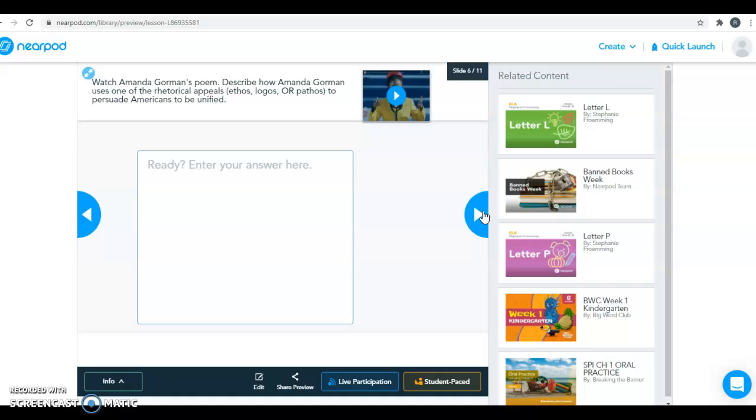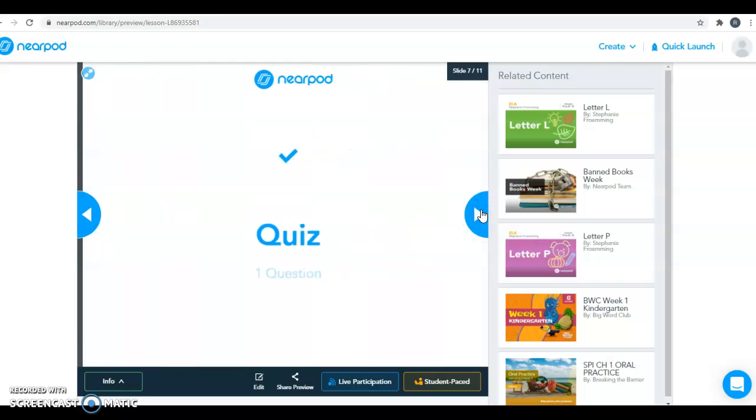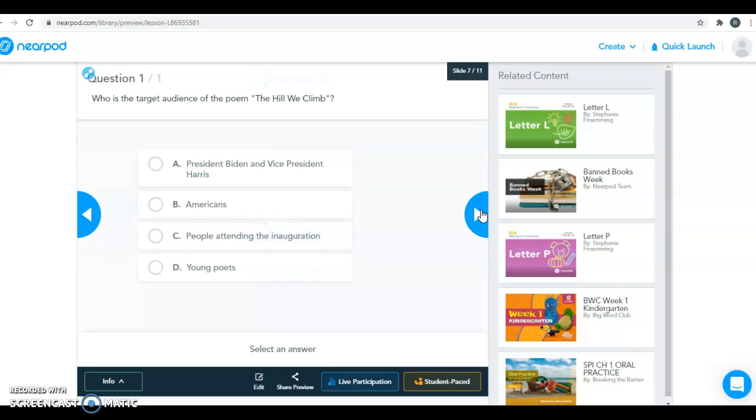Finally, you're going to watch Amanda Gorman read a poem at Joe Biden's inauguration, and her purpose is to persuade Americans to be unified. So how does she use one of the rhetorical appeals, ethos, logos, or pathos, to persuade Americans to be unified? And this poem is called The Hill We Climb, so I want you to answer, who is the target audience of the poem The Hill We Climb?